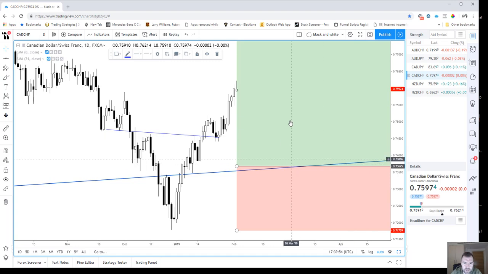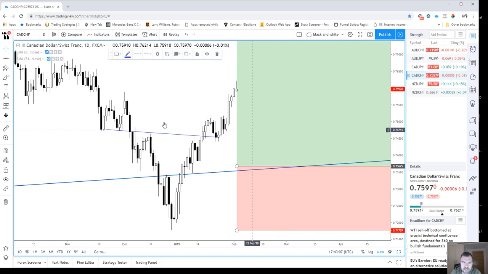CAD Swiss, you can see the markets we're looking at, we had a break of the short-term trend line, we've created a higher low, we've moved off. Now we're waiting for that very similar setup again, which will be a pullback into this zone here, and then looking for the longs.